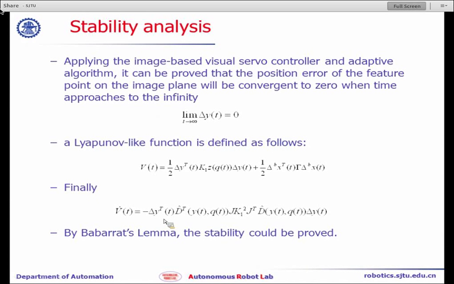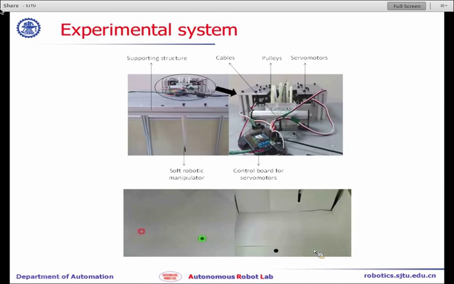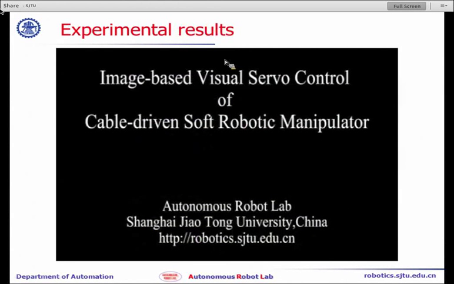And then we do some experiments. In this experiment, we can see that we have a desired point here, and we have the initial point. Our purpose is to drive this soft robot so that in the image plane, the initial image feature point will converge to the desired one. And here's the experiment movie. So Nathan, can you play the movie file?